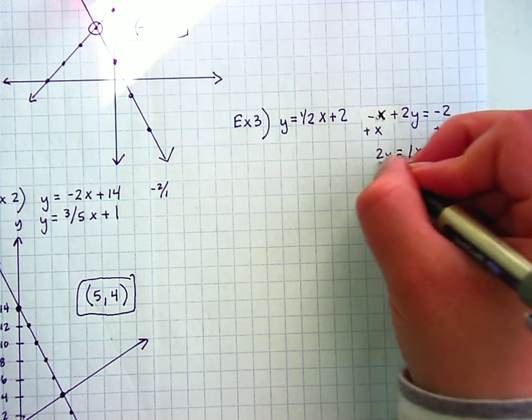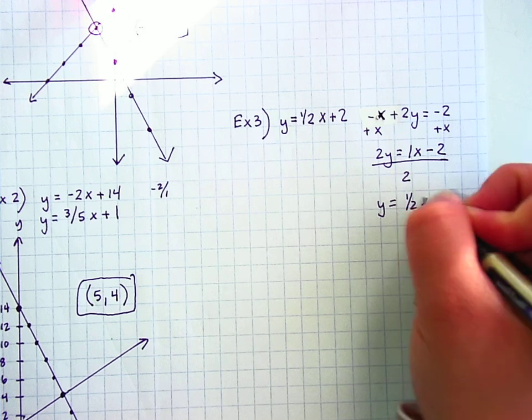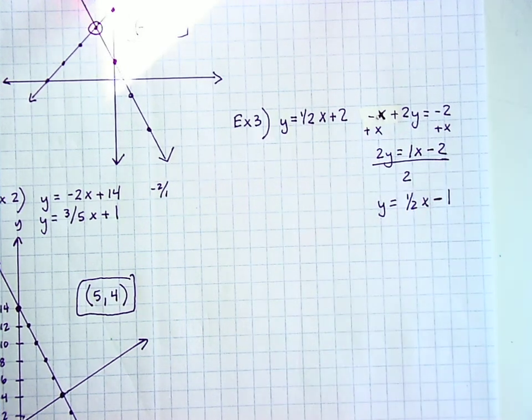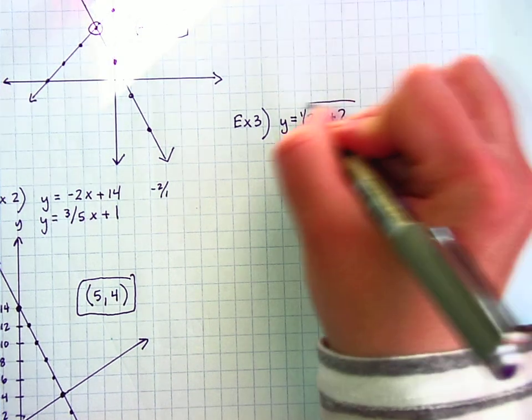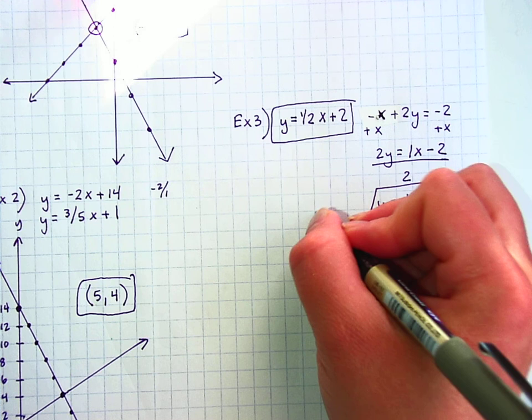And then to get rid of the times by 2, I'm going to divide by 2 everywhere. So that's y equals 1/2 x. 2 divided by 2 is 1, so that's just minus 1. All right, so now this equation and this equation are what I'm going to graph and see where they cross.